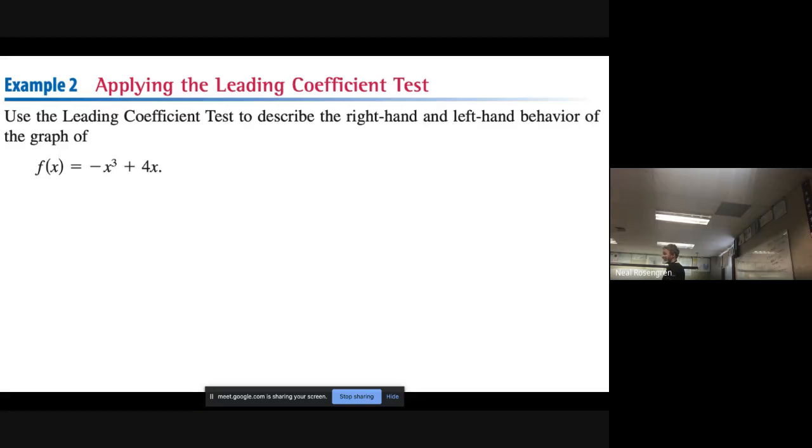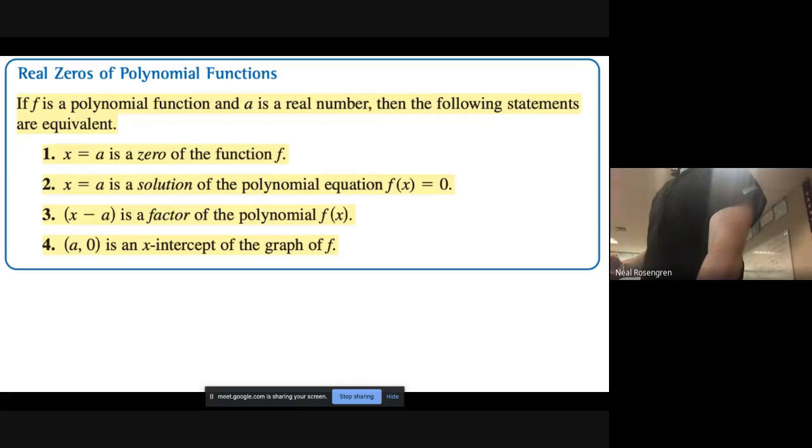And when you say it out loud, you have to say words like up, down, but you can just go like this. Up, down, down, down, up, up, or down, up. Up on the left, down on the right. Odd degree, opposite. Leading coefficient negative, so my right side is going down. Good? Okay.